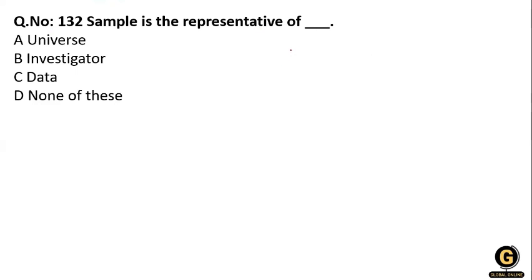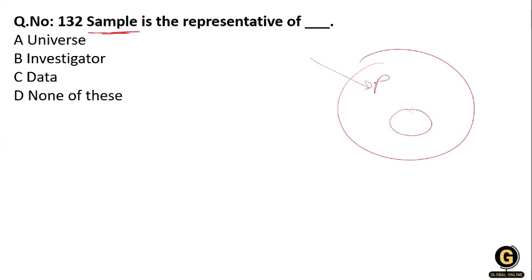Next: a sample is representative of the universe of investigation data. A sample is a small portion of the population, and we collect a sample to represent the whole population. Here the word population is not used, which means it is the universe, and it is applicable to the universe. So option A is right.